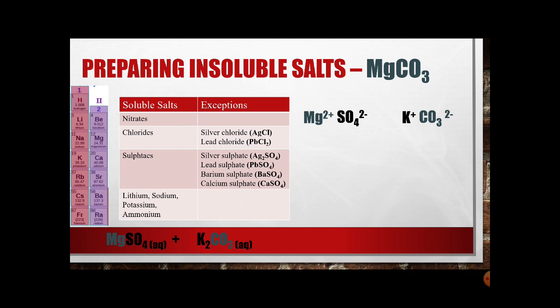When dissolved, the ions will separate, but magnesium and carbonate ions collide, forming the solid magnesium carbonate. Potassium sulfate is the second product.